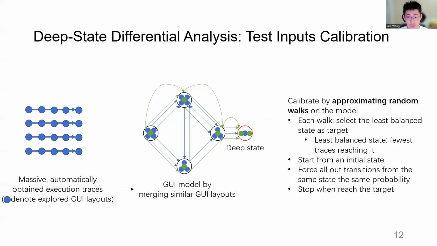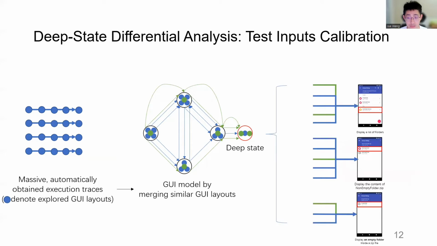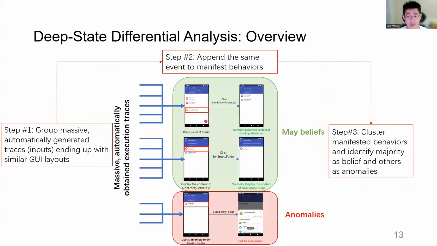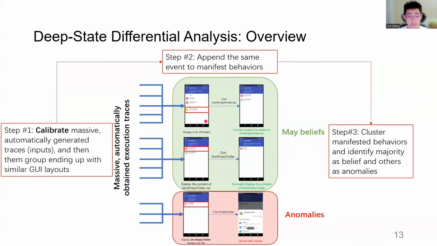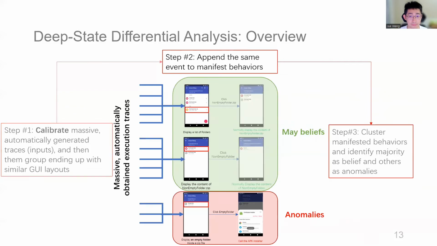The path of the random walk corresponds to an additional test input. By repeating such a process, we can generate balanced, sufficient inputs for each GUI model state. As such, we mitigate the first challenge by test input calibration.